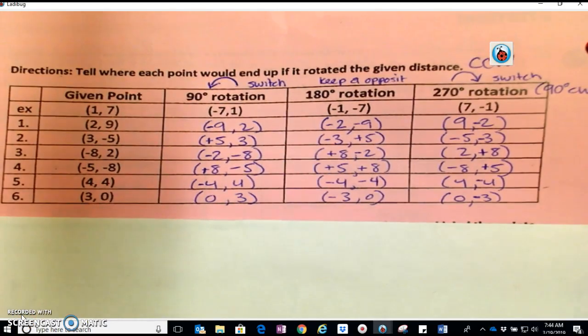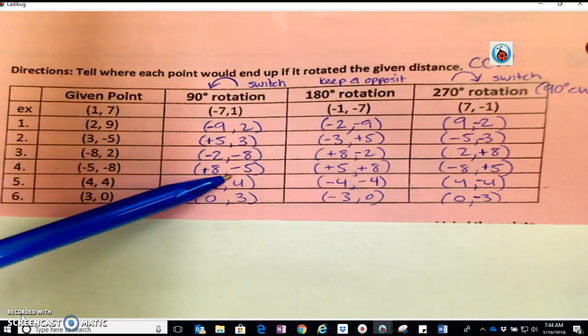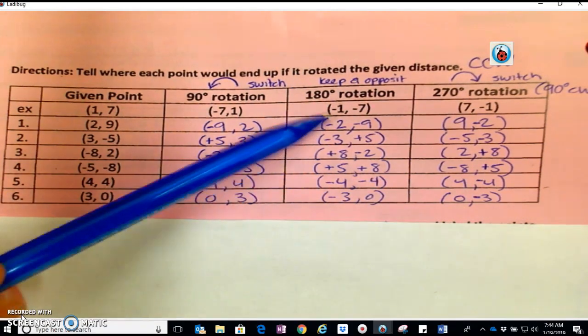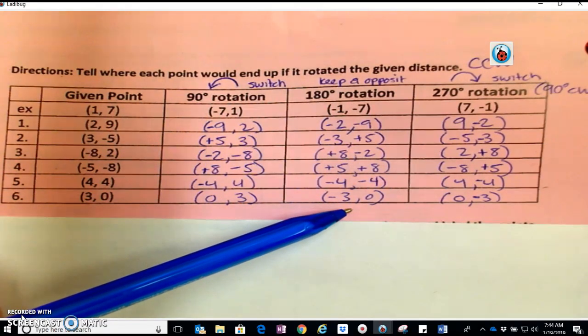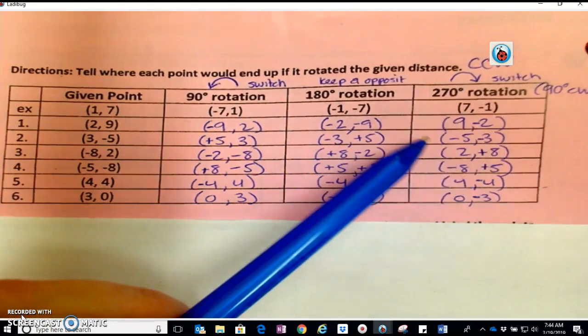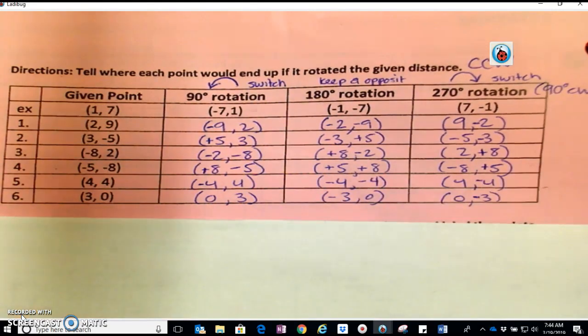All right, take a look and see how you did, and also see how I did. Make sure there's no teacher challenges. I think I did it right. Okay, so again, 90 switch, and the X value became opposite. 180, we're going to keep them, and they just become the opposite of what they were. And then the 270 counterclockwise was the same as 90, so we switch them, and we take the opposite of the Y value this time.